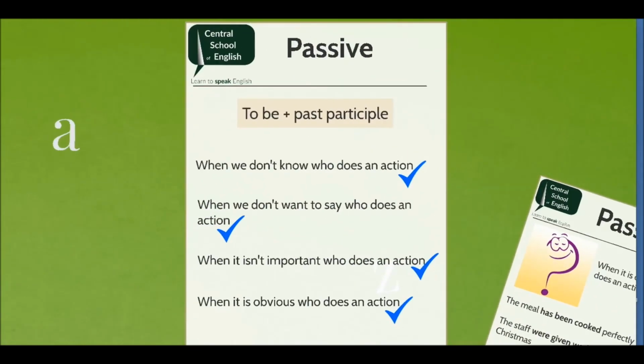In this video, we have learned that we make the passive voice using the verb to be plus the past participle. We learned that we use the passive voice when we don't know who does an action, when we don't want to say who does an action, when it isn't important who does an action, or when it is obvious who does an action.